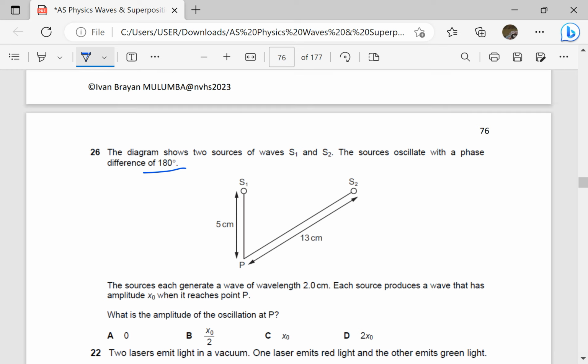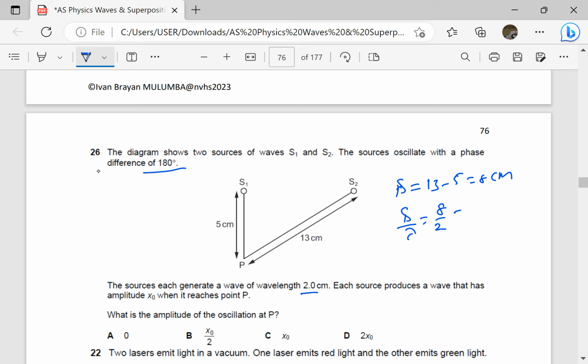First of all, let's find the path difference, ignoring the phase difference between the sources. The path difference is going to be equal to 13 minus 5, which is 8 centimeters. If the phase difference was 0 between the sources, then path difference over wavelength would be equal to 8 over the wavelength, which is 2.